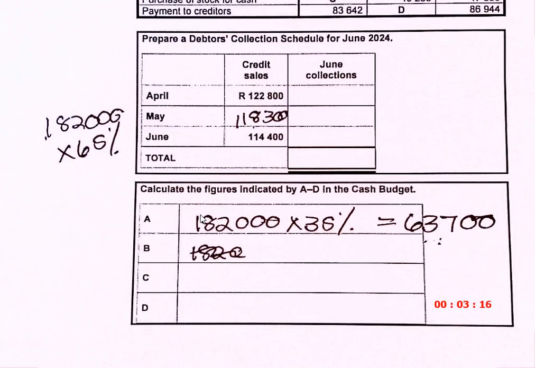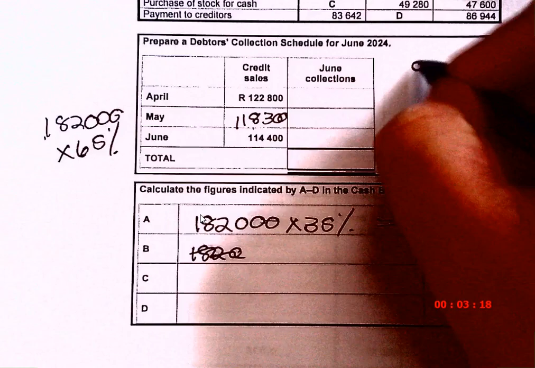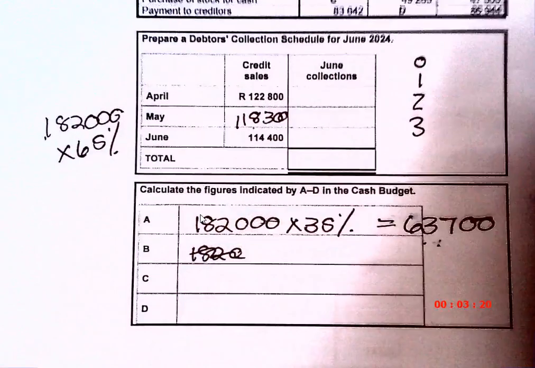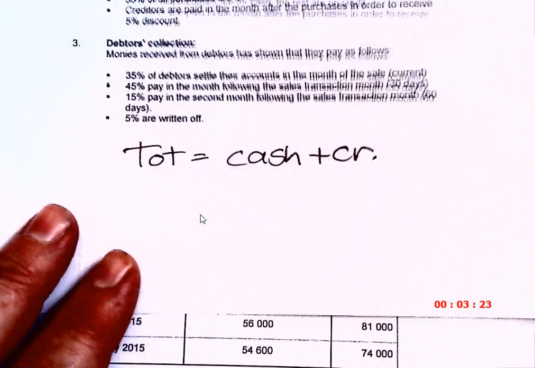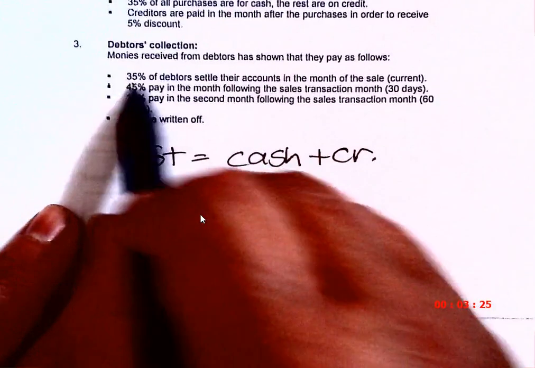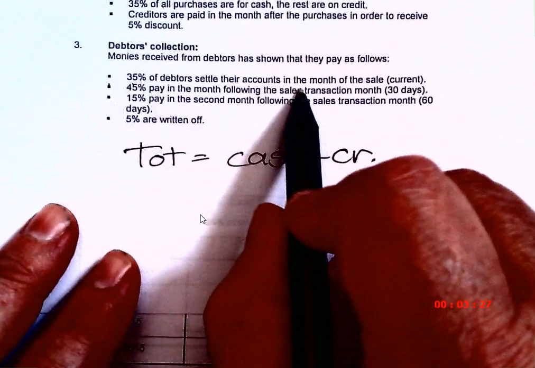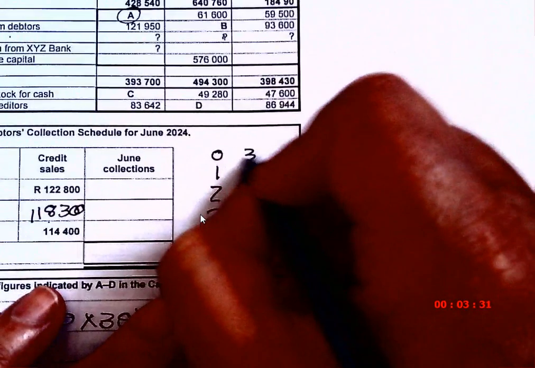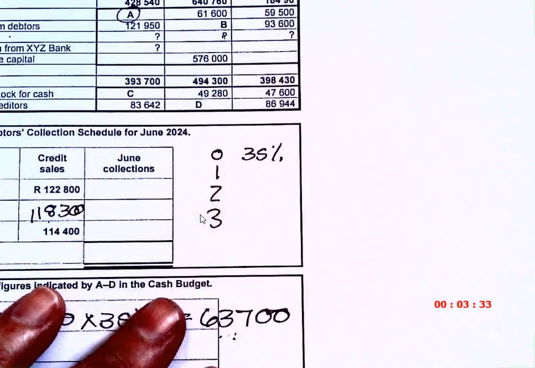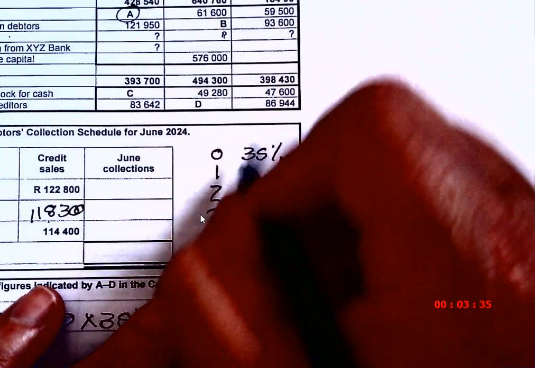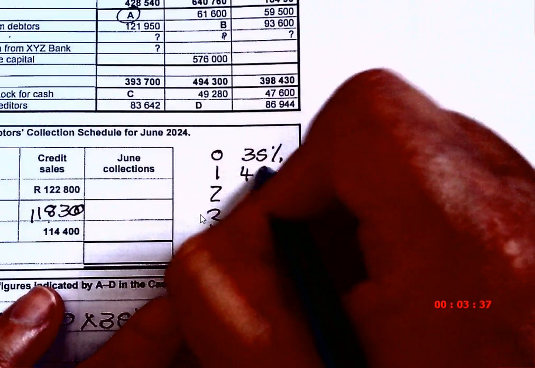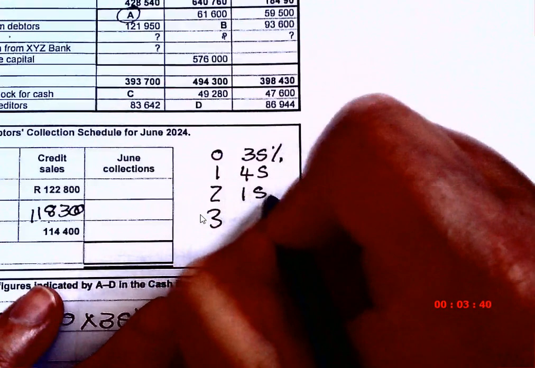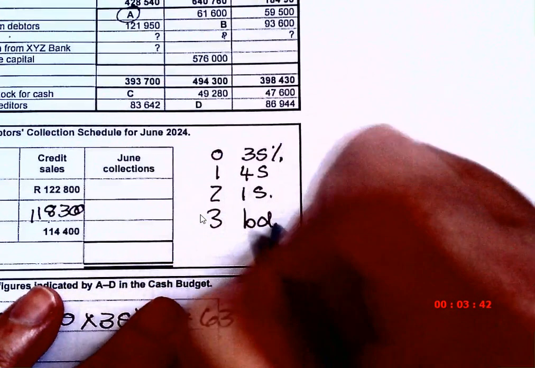Now I'm going to do my 0, 1, 2, 3. So let's go have a look. 35% in the month of sale. So 35% is month 0. 45% in the month following. 15% in the month after that. Month 3, bad debts.